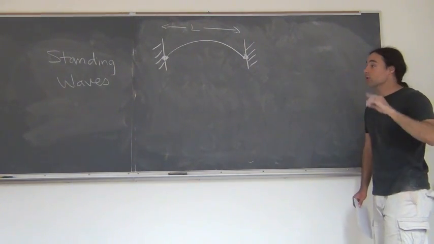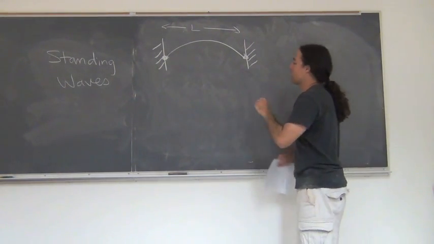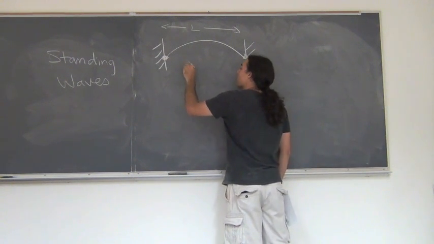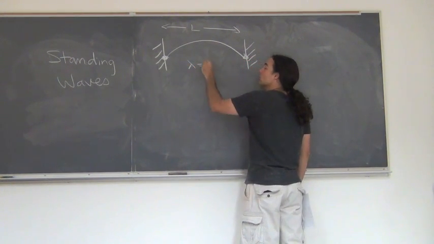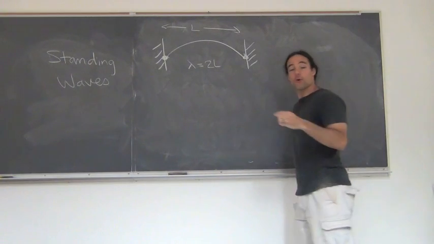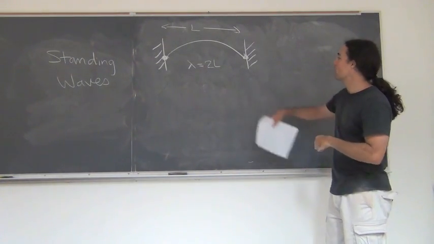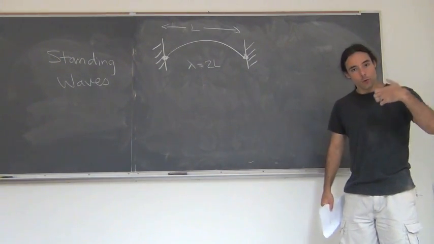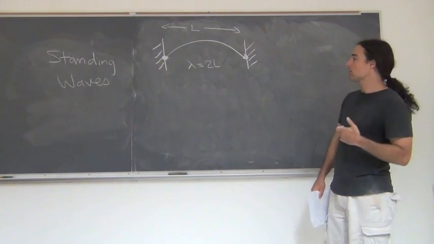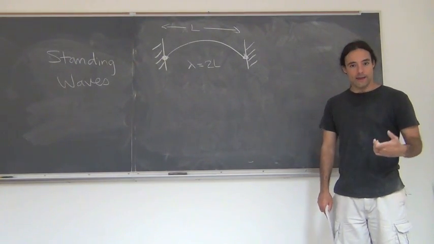This is half of a wavelength. So we can say that lambda is twice as big as L is. To get the full wavelength, I have to go up once and down once. I've only gone up once, so I would need to go a distance of 2L to fit the whole wavelength in there.